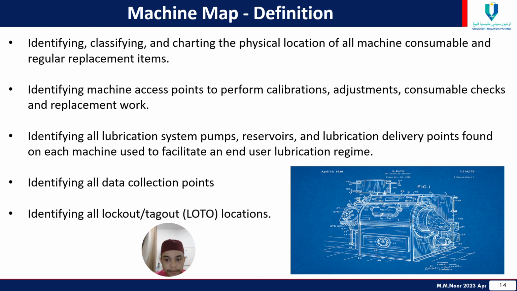Identifying all lubrication systems, pumps, reservoirs, and lubrication delivery points found on each machine, used to fabricate an end-user lubrication regime. Identifying all data collection points, identifying all lockout and top-up locations. Basically, the machine map is the same as early equipment management. They need to know all about the machine.